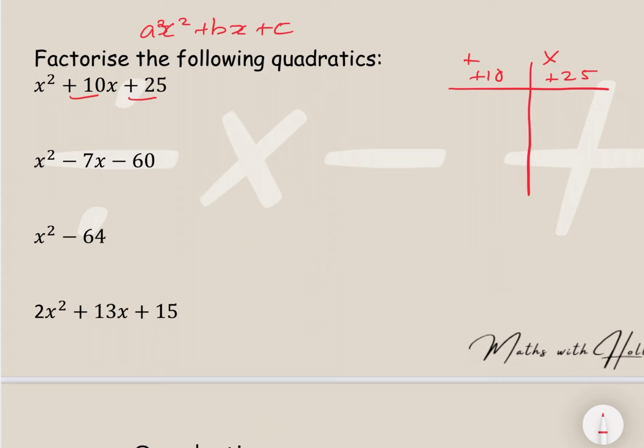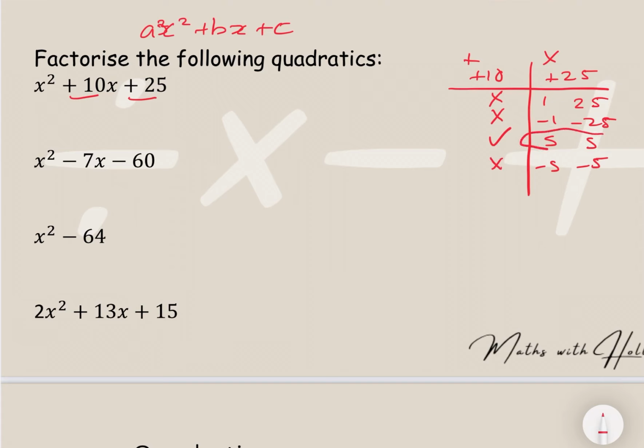So then I would usually tell my students to write down all their multiples just while we practice. So 1 times 25, negative 1 times negative 25, 5 and 5, negative 5, negative 5, because two negatives make a positive. Then if we work down these numbers, 1 add 25 is 26, that's not 10. Negative 1 minus 25 is negative 26, so that's not 10. 5 plus 5 is 10, and the last one is negative 10.